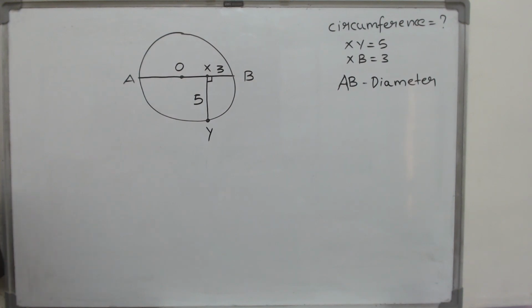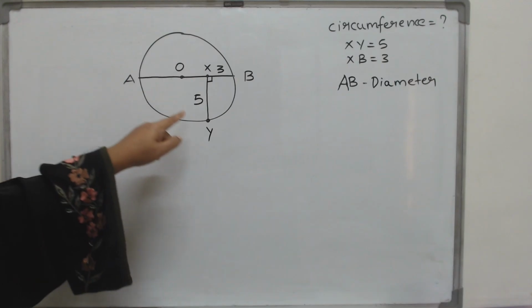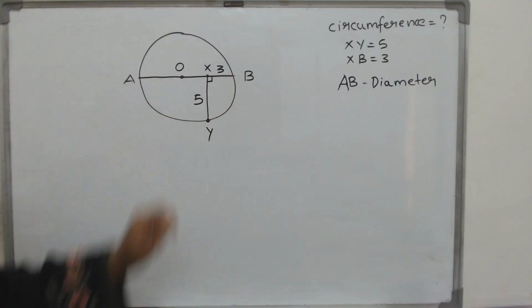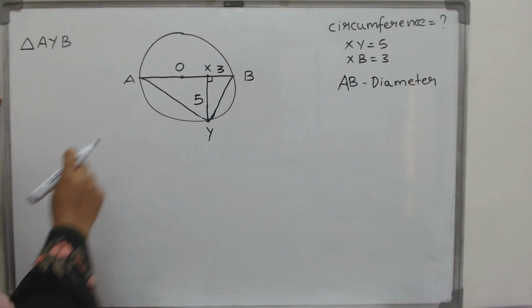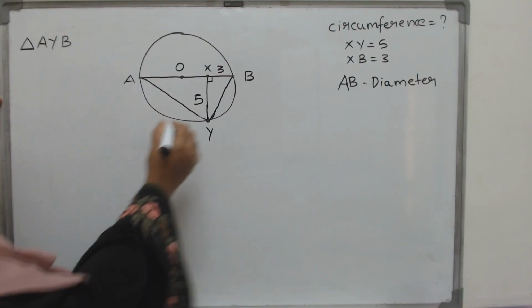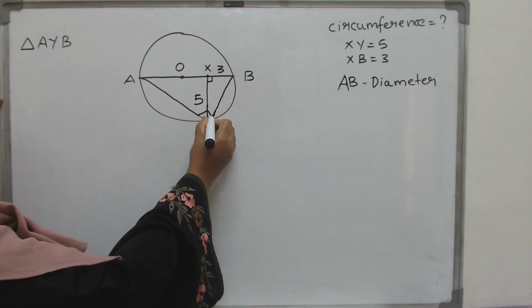To find that, what do we need? We need to find the diameter or the radius. That is what we are going to do. Now, if I were to join A, Y, B, then what will I get? And there we end up with a triangle. What sort of a triangle will it be? It will be a right triangle.